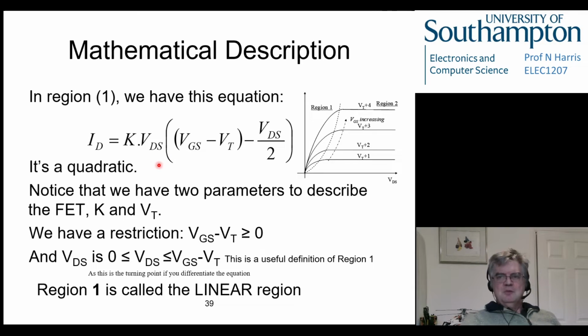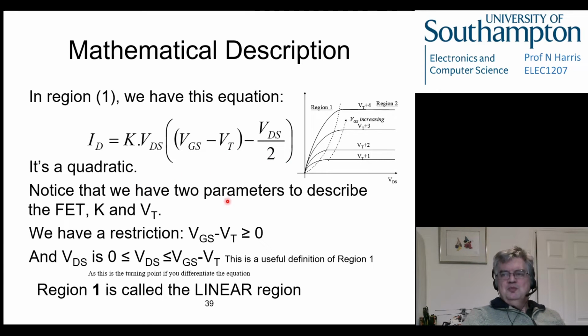But one thing we can tell by looking at this equation is that it's a quadratic, because we're going to have a VDS times a VDS. So that's going to be VDS squared. And VDS is the independent variable. So we're going to have some kind of x, if you like, x squared, y equals x squared plus x plus constant type of relationship here, if we expand this out a little bit.